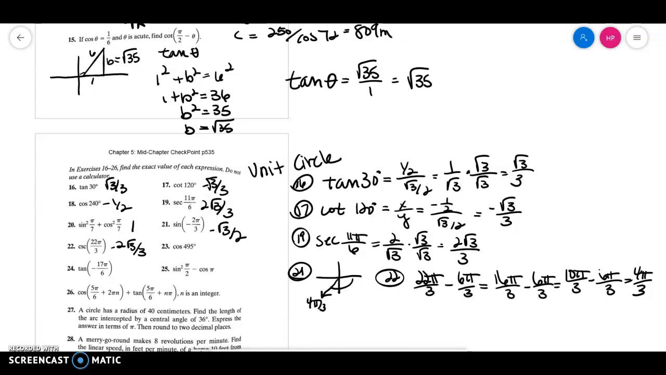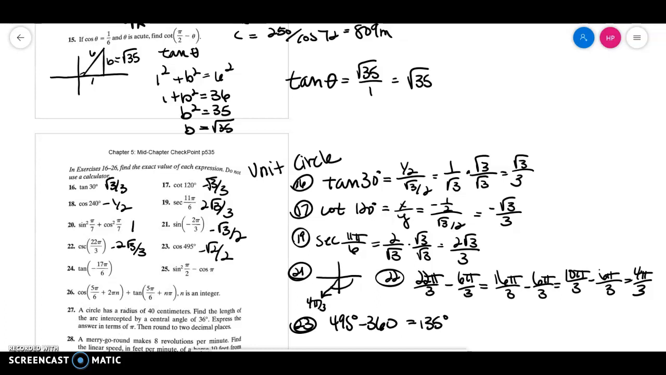And then the cosine at 495 degrees, I have to do the same thing. If I subtract off 360 degrees, that really is equivalent to 135. So looking into my second quadrant there, that's negative square root of 2 divided by 2.